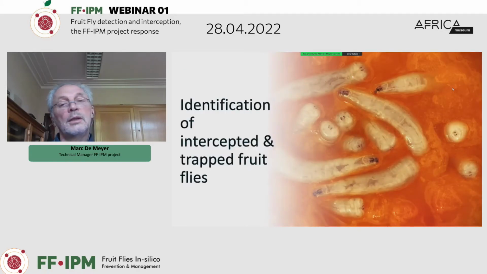The third group is identification of the intercepted and the trapped fruit flies. The machine learning is fine if you are talking about one or two different flies, but there are two shortcomings. If you have, for example, interceptions in the larval stage, most of the fruit fly larvae are quite non-descriptive. There are not many characters that you can use to recognize them. So they're quite uniform in shape.